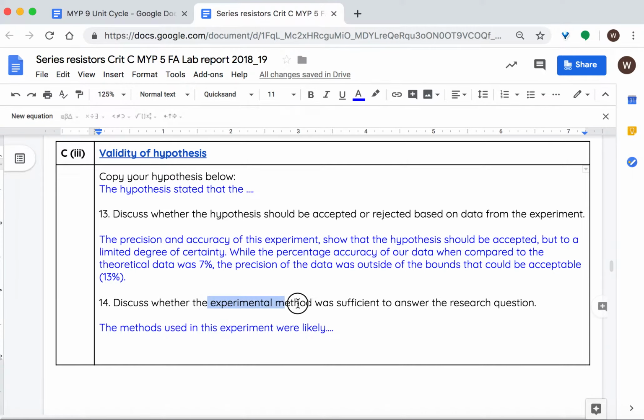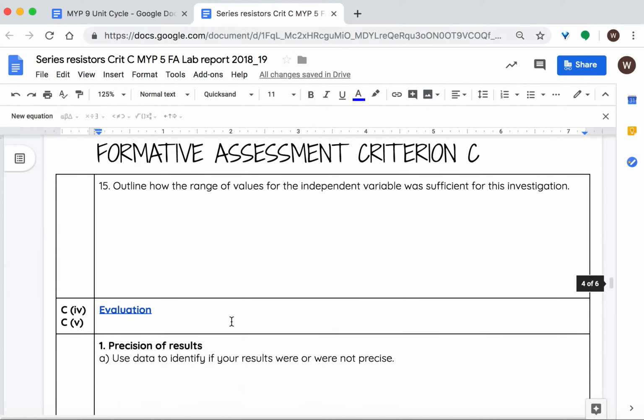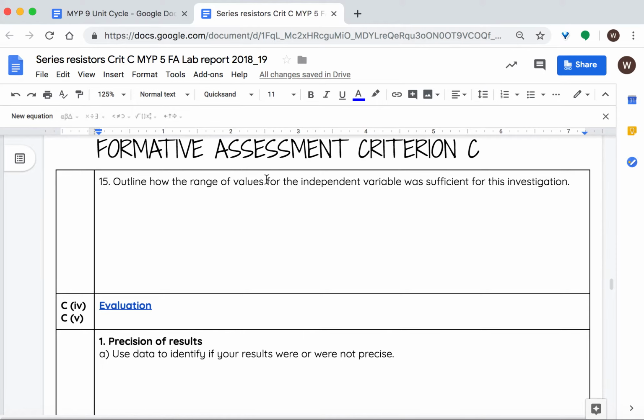If your experimental method was good enough to answer the research question, you just write the experimental method was good enough to answer the research question, because our accuracy and precision for it were spot on. If not, then we have to go into more detail. Outline how the range of values of the independent variable was sufficient for this investigation. So for all of us, our range of values was how many lights are there.